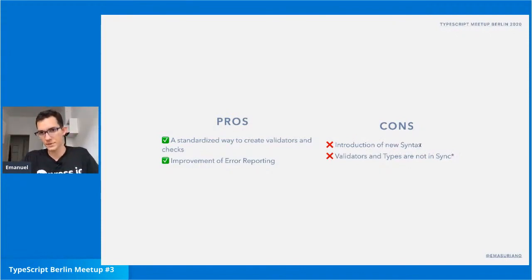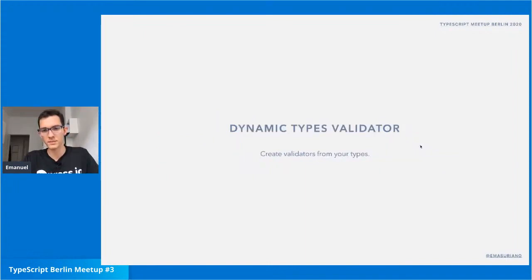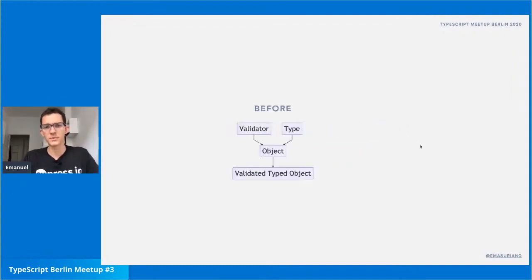So after seeing this example, let's see the approach that I want to show to you. It's called Dynamic Types Validator. The main idea is that you create validators from your types. If you compare how it was in the past two examples, we have the validator on one side, and then we have the types on another side. The validator obviously validates the objects, and then the types belong to the objects, or at least that is what we are expecting. And then in the end, when we combine both, we're going to have a validated typed object.